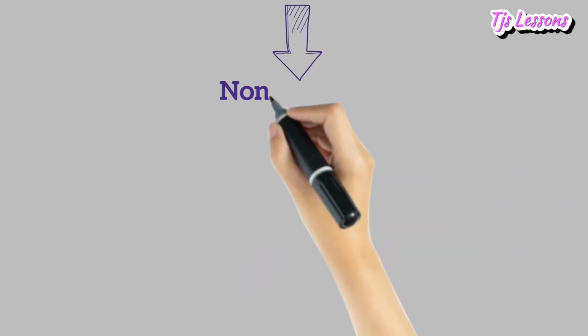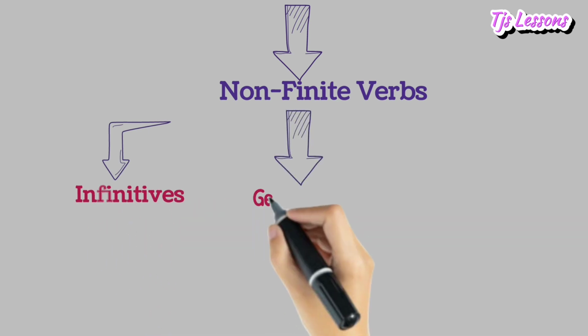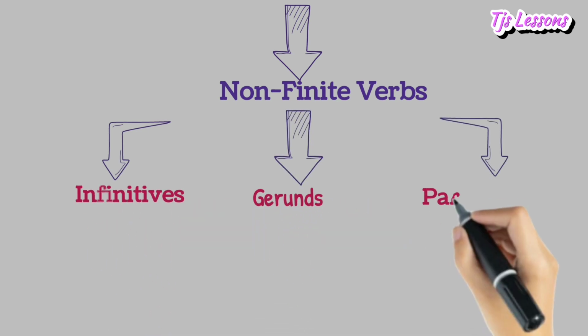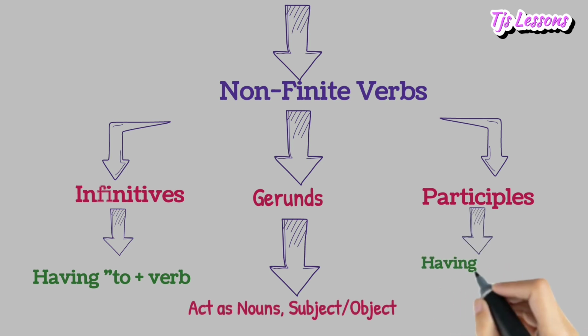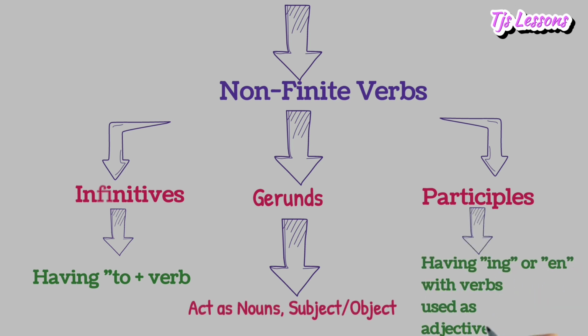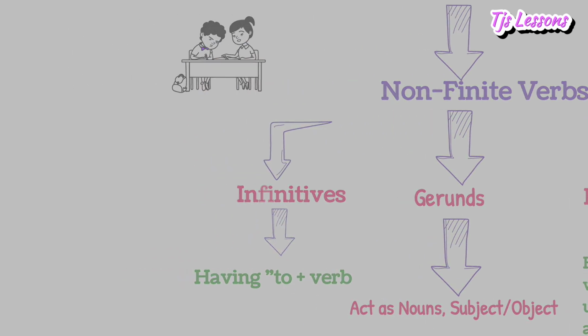The non-finite verbs, infinitives, gerunds, and participles, on the other hand, do not function as the primary verbs but add additional information. Here you can see the infinitives should have to before the verb. Gerunds must act as nouns and the participles always act as adjectives in a sentence. Keep practicing and incorporating these verb forms to enhance your written and spoken language.